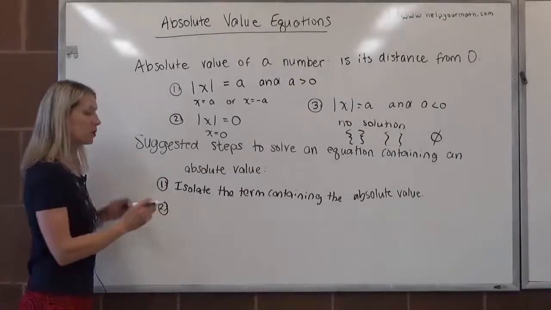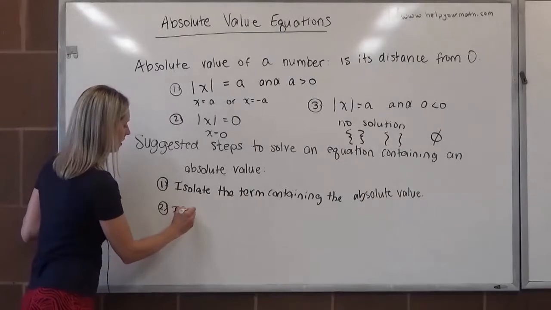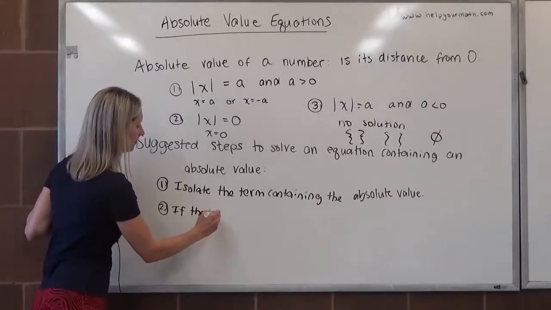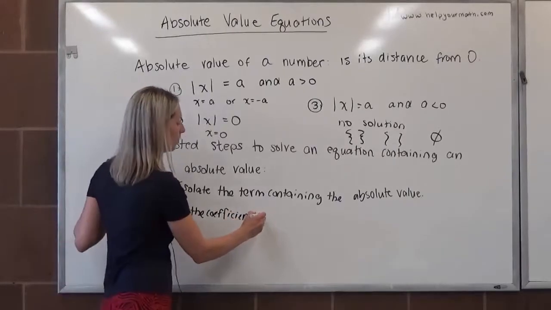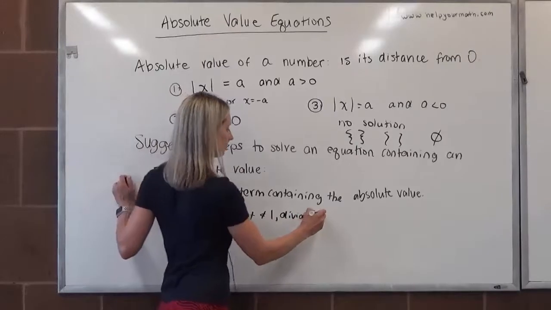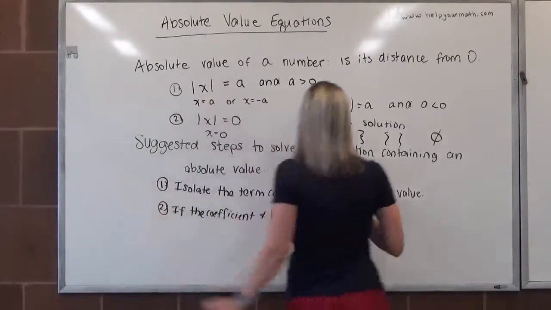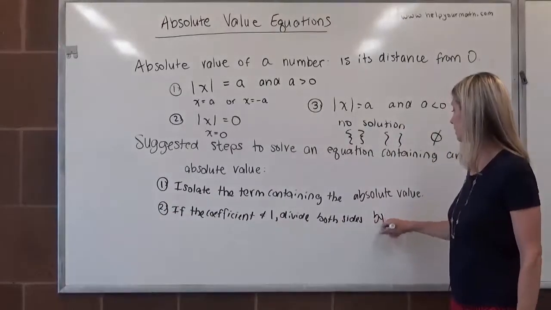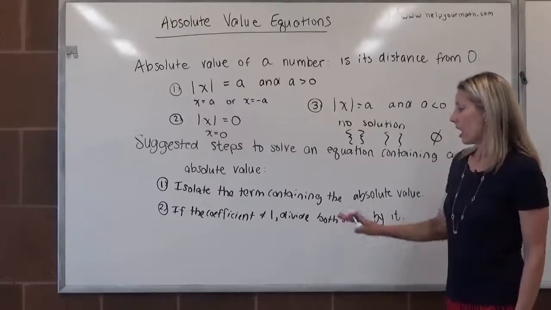Second, if it has a coefficient, we want to divide both sides by the coefficient. If the coefficient doesn't equal 1, divide both sides by the coefficient. And I'm going to be lazy here. I'm just going to say by it instead of by the coefficient because that is fewer words. I want to talk about this.